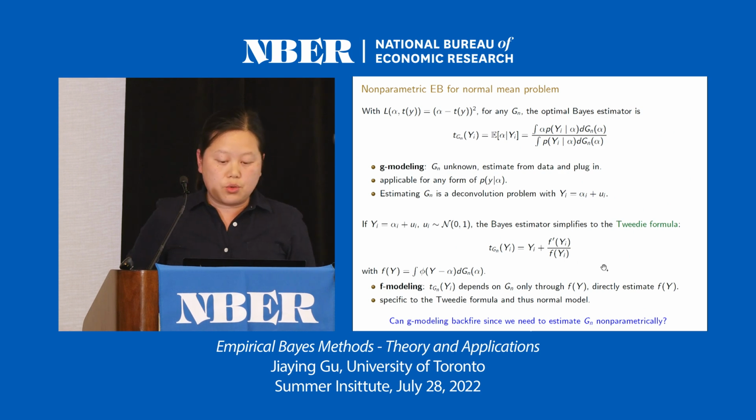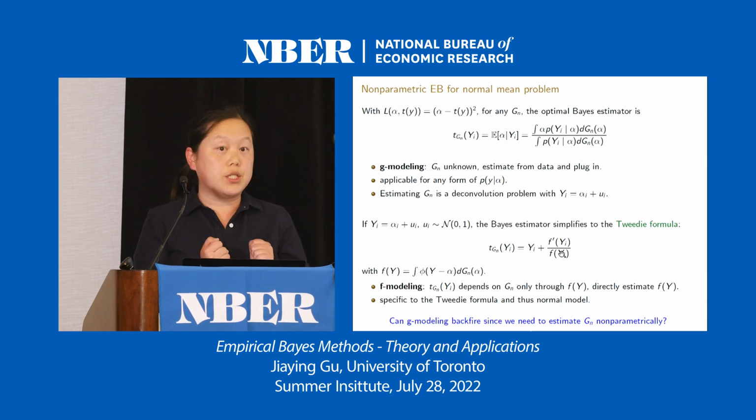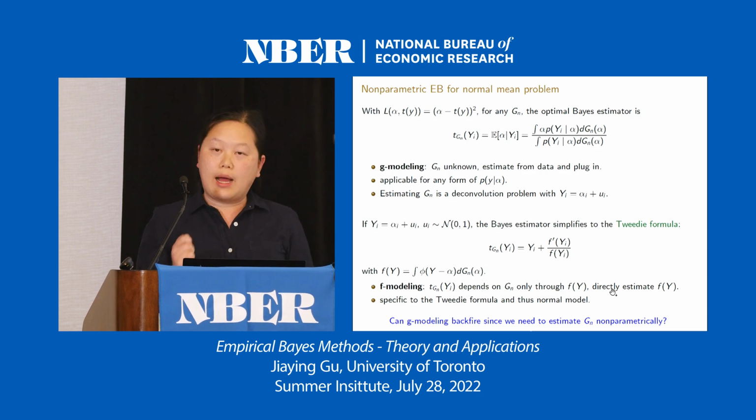This leads to an alternative strategy for a non-parametric estimate of the posterior mean, the so-called F modeling, where we just target estimating the marginal density. That sounds like a more natural and simpler problem because we have kernel methods and all that. But I just want to point out that this is specific to the Tweedie formula, hence specific to the normal model. The G modeling would be more generic. And later in the computation section, I'll comment on the drawback of F modeling.